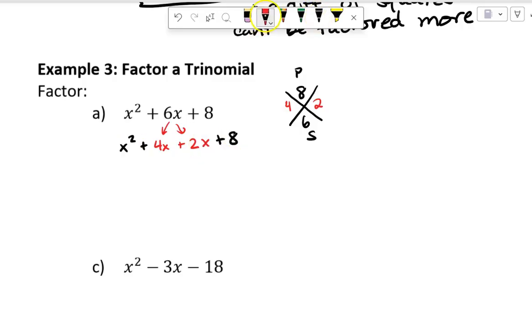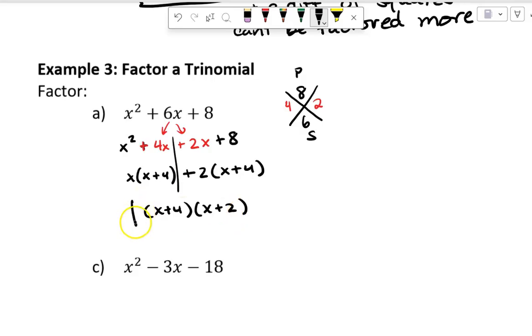Okay, so I've replaced 6x with a positive 4x and a positive 2x. And then I kept my first and last terms the same. So notice if I were to put these back together, I would get what I started with, and now we're ready to group. On the left side, your GCF is x, and then x plus 4 is what's left. On the right side, your GCF is 2. It's a positive 2, and you have to bring the sign with it, and you're left with x plus 4, which is what we were hoping for because we want them to match. x plus 4 is the GCF here. x plus 2 is what's left. Put a box around it. And that is how you factor by grouping, even though I could have used the shortcut on this one.